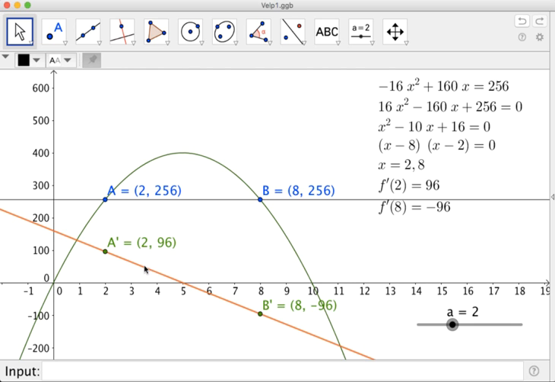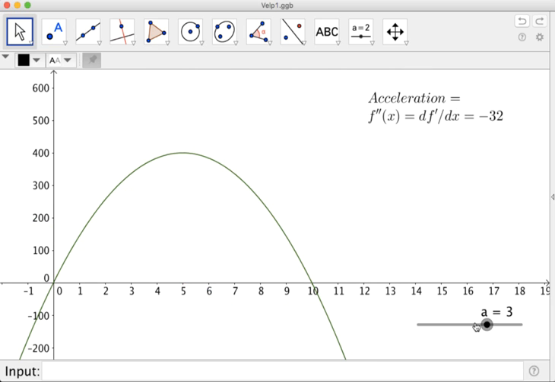Here we have our derivative function plotted. That's this red line right here. At A prime, at 2, we have a velocity of 96, and at B prime, we have a velocity of negative 96.